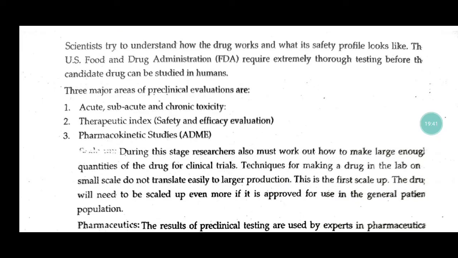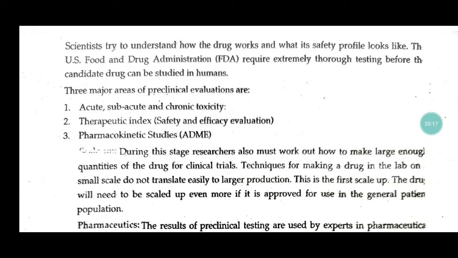The three major areas for preclinical evaluation stages are: acute, subacute, and chronic toxicity; therapeutic index, that is safety and efficacy evaluation; and pharmacokinetic studies, that is ADME: absorption, distribution, metabolism, and excretion. During these stages the researcher must also work out how to make large enough quantities of the drug for the clinical trials.